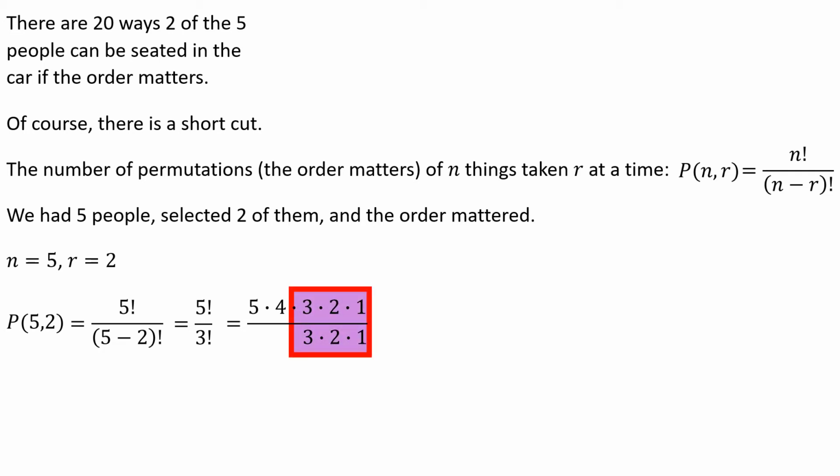Of course, we can do a lot of canceling. 5 times 4 is 20. And of course, that's what I had when I made the list, right? And when I made the list, I found that there were 20 different ways of taking 2 out of those 5 people.